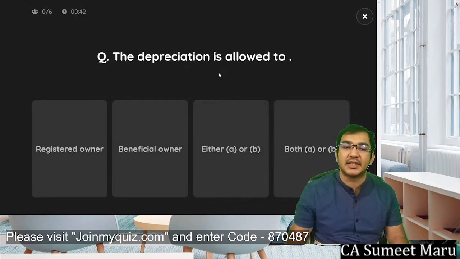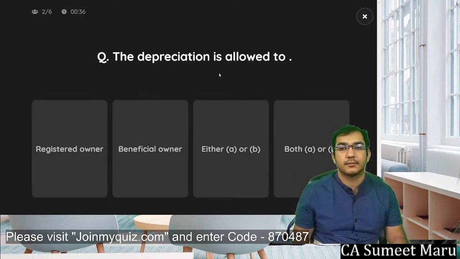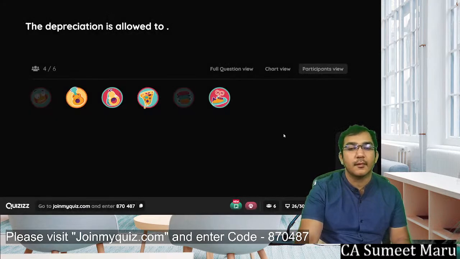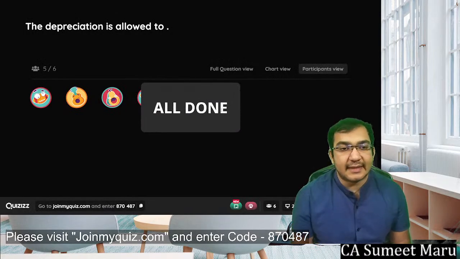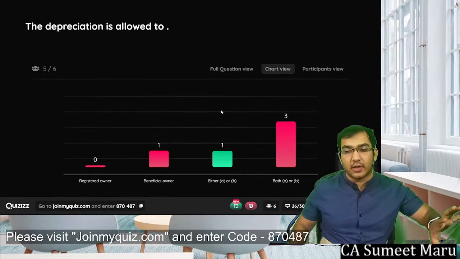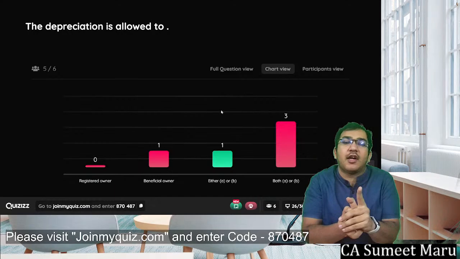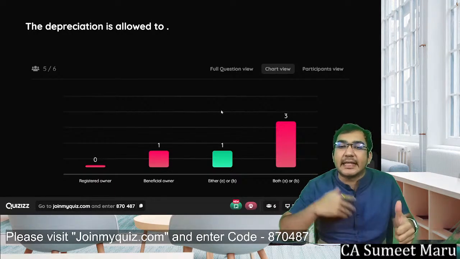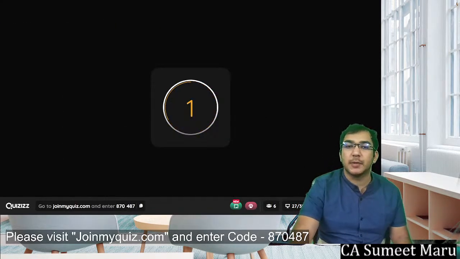Depreciation is allowed to dash dash. Registered owner, beneficial owner, either of above or both. And the right answer is true. It is allowed to either one. Firstly, it is allowed to the registered owner, and if you don't take it, then the beneficial owner. See, both can't be allowed. दोनों थोड़ी एक ही asset के ऊपर ले सकते हैं. Any one of them, either the registered owner or the one who is taking the benefit from the same, can claim the depreciation. Question number 27.